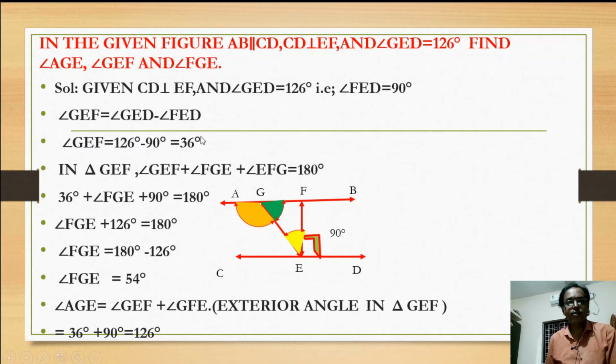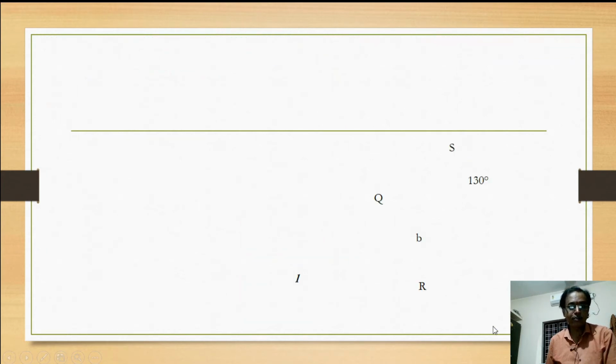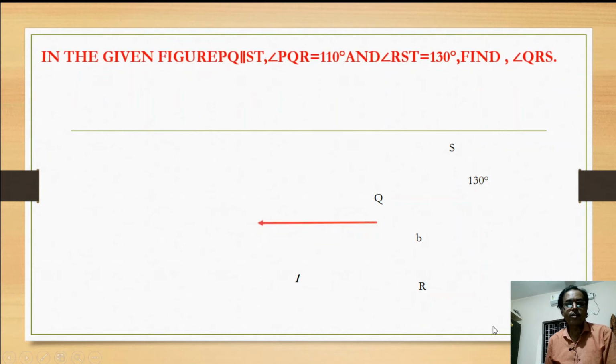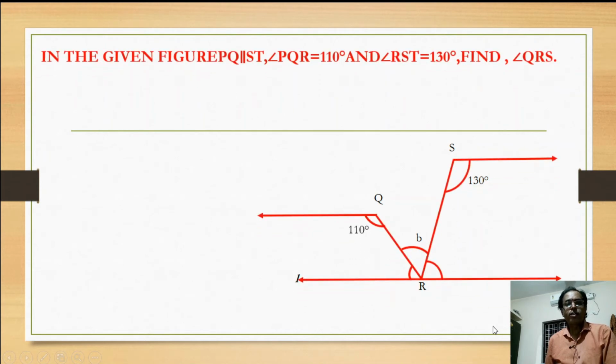So here we used the first thing already by observing we can easily find that 36 degrees, that is angle GEF, and in GEF we can apply angle sum property, and then last here exterior angle property. Okay. Now next, now see this figure.